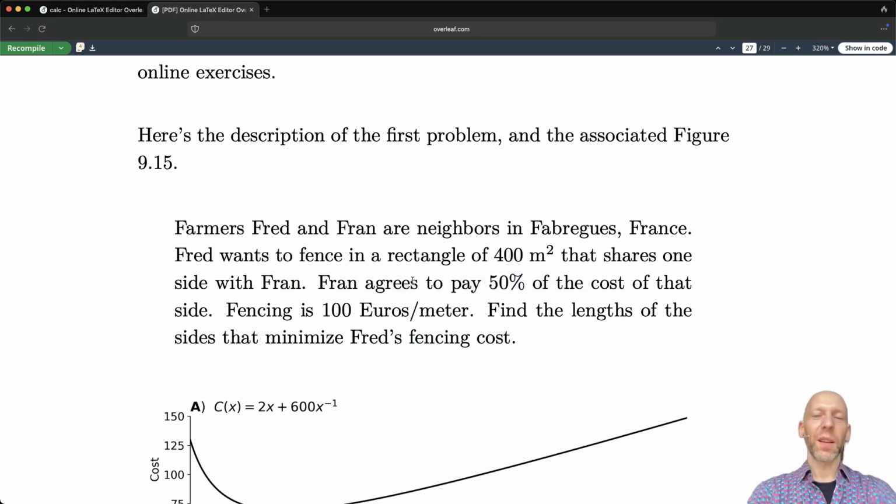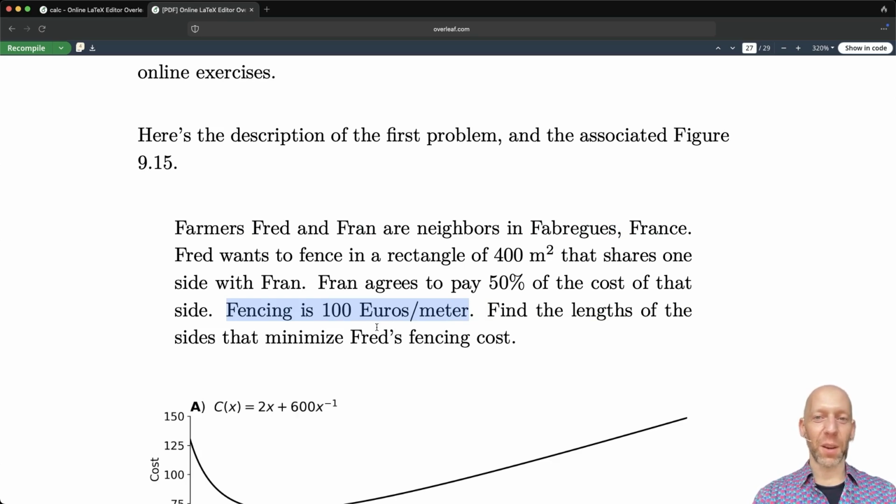Okay, so it's not necessarily trivially going to be the case that whatever the dimensions of the fenced in area are, they will minimize the cost, because in fact, Fred wants to maximize the area that Fran shares because she's paying half of that. And then, there's lots of completely useless information, like who cares about their names, who cares about where they are, and also the price per meter of the fence literally does not matter.